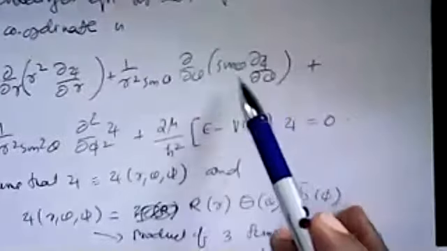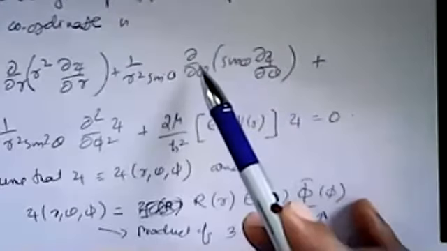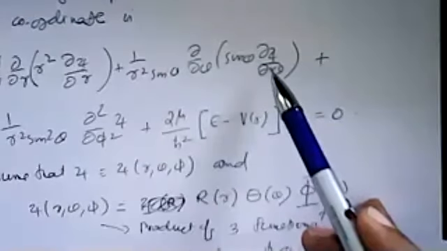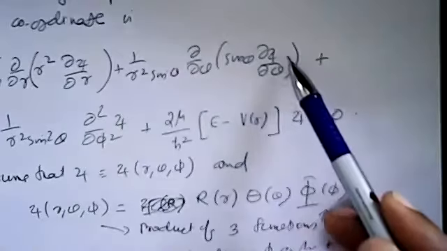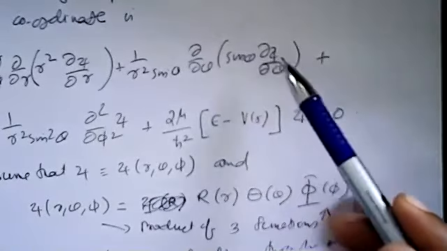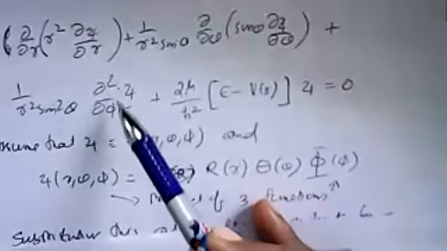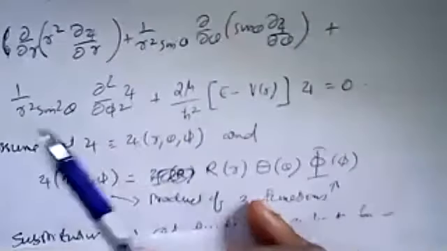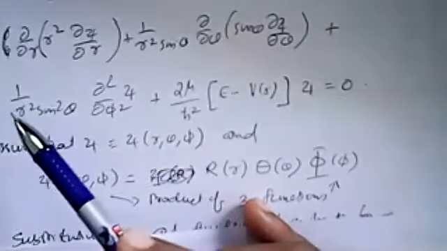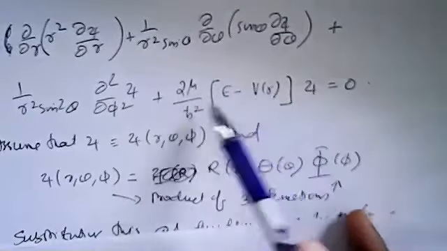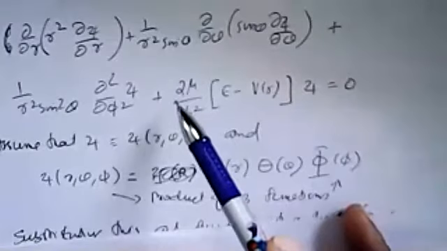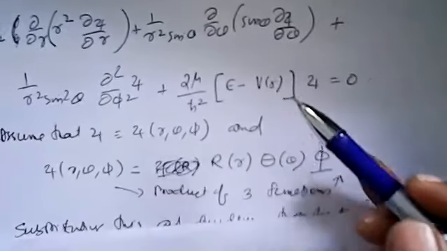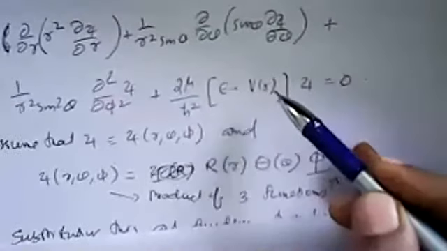Similarly, for the second term, the differential operator is dou by dou theta. So you can take the R and phi to the left side. Only capital theta remains there on the right side. And the third one also, it is dou square by dou phi square. So only capital phi remains here. Capital R and capital theta move to the left side. And here, all R, theta, and phi you can take to the left side. V is a function of r only.